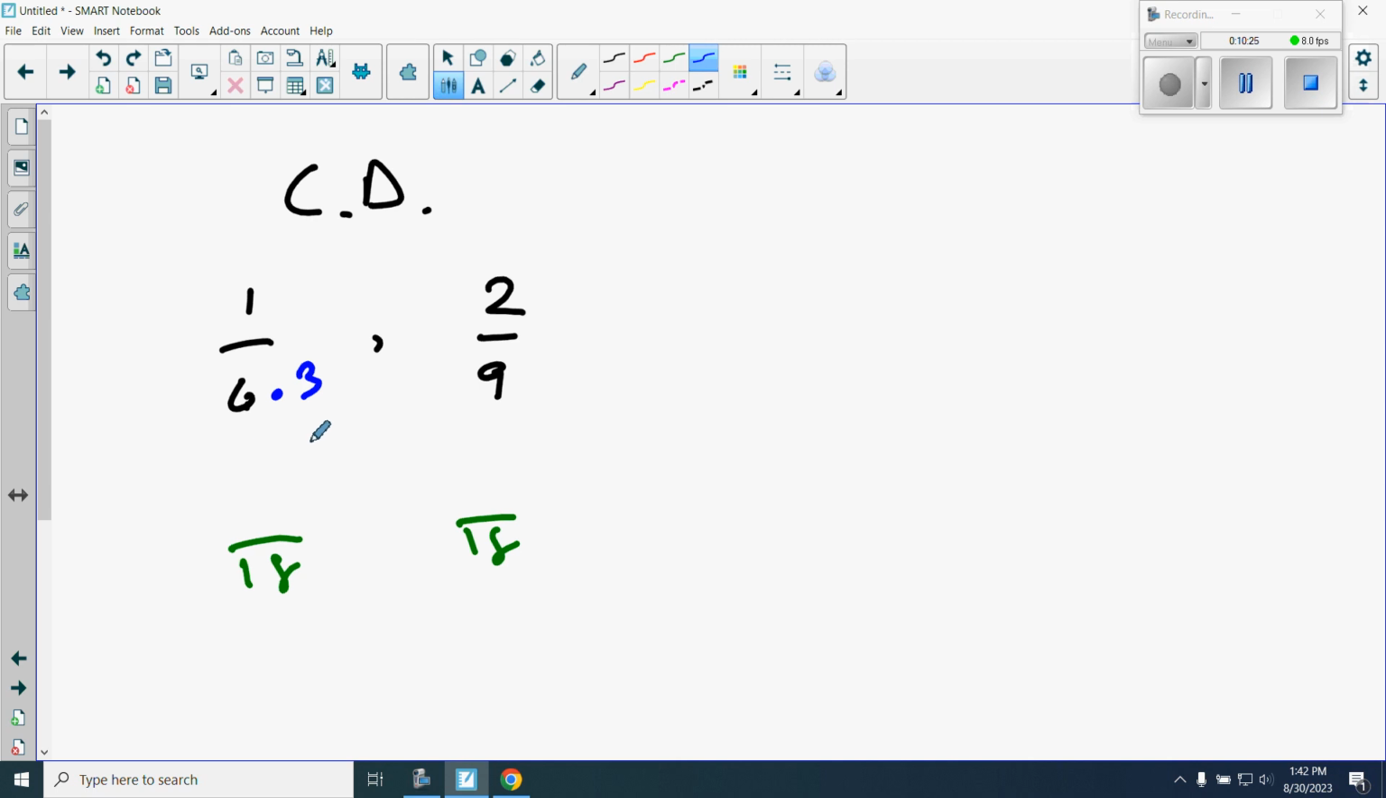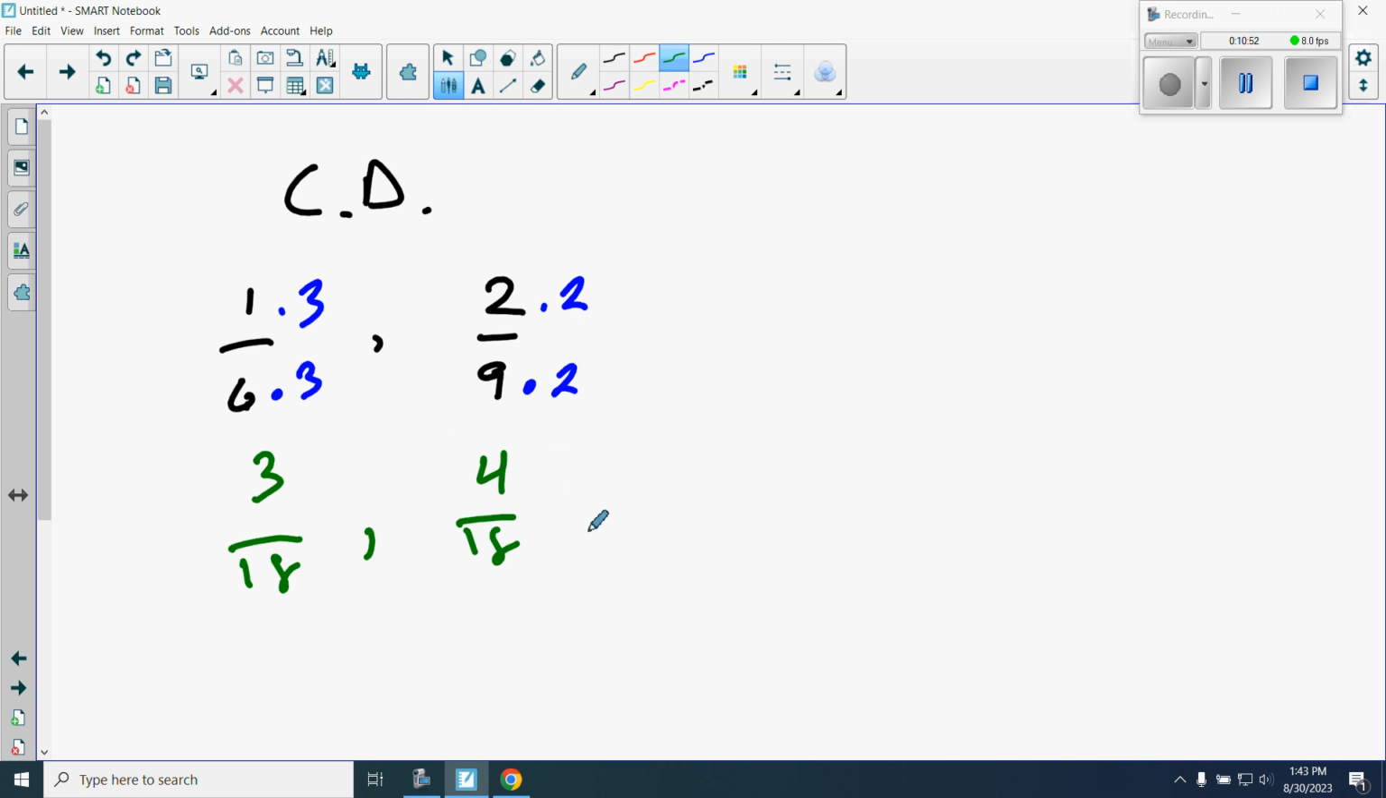What we do to the bottom, we, yes, do to the top. So we got to multiply the top times 3. 3 times 1 is pretty obvious. We get 3/18. We come over here to 2/9. 9 times what? What did we do to the bottom? Well, we took it times 2. We got to take that 2 times the top. And 2 times 2 is 4. Okay. Now, that's finding a common denominator.